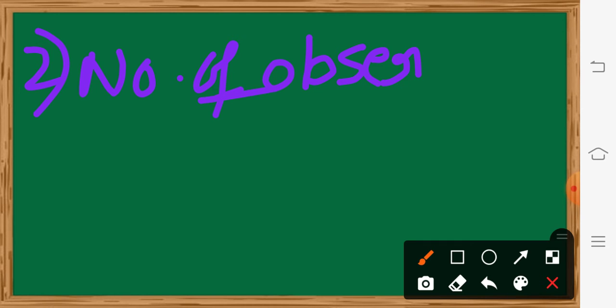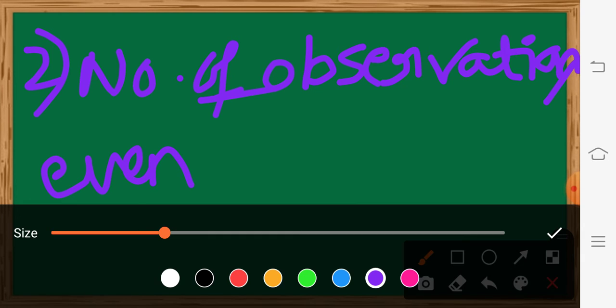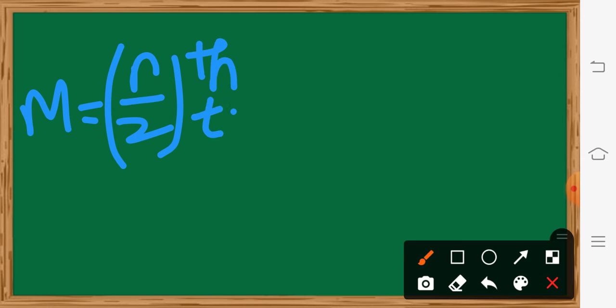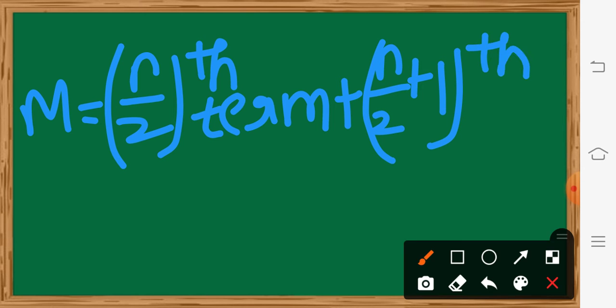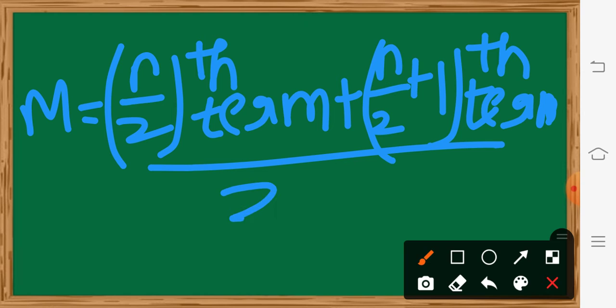Second formula: when the number of observations is even. We use the other formula when the number of observations is even. Median equals the n by 2 th term plus the (n by 2 plus 1) th term, all by 2. This is the formula when the number of observations is even.